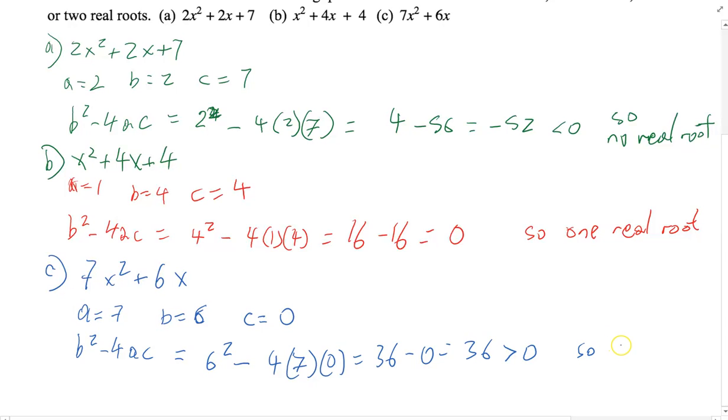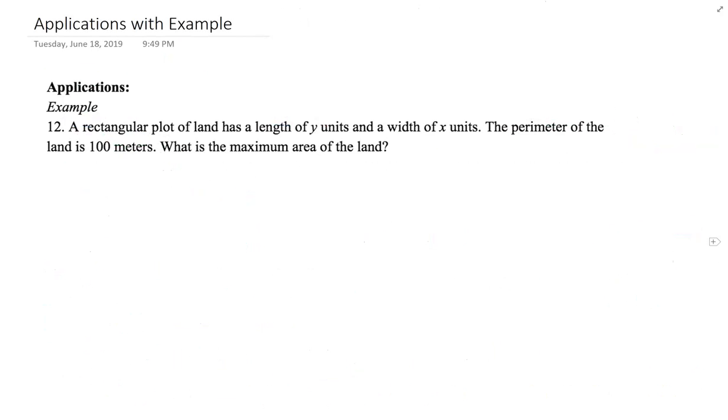So there are two real roots. So you're checking our discriminants. If b squared minus 4ac, in this case 36, is greater than 0, it's two real roots. If it's equal to 0, one real root. If it's less than 0, no real roots. All right? So let's look at an application of quadratic functions.